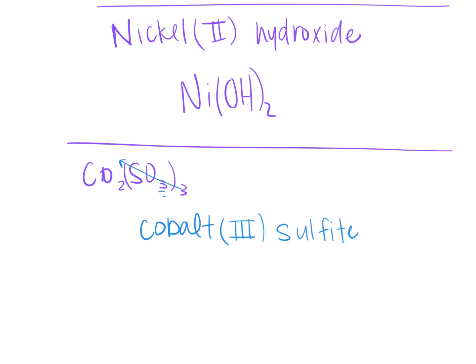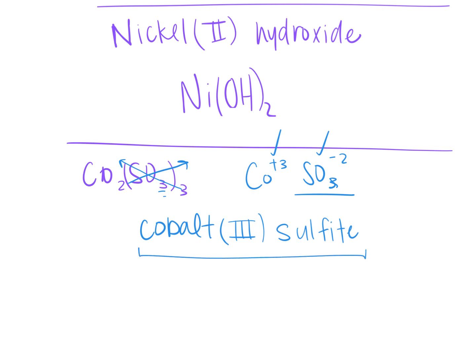Okay, so let's figure out how we knew that, right? I'm going to reverse the crisscross. That leaves me with Co plus 3, SO3 minus 2. I can look at the anion there and say, yep, that's what it's supposed to be, which means the plus 3 checks out. Okay. Cobalt 3 sulfite.